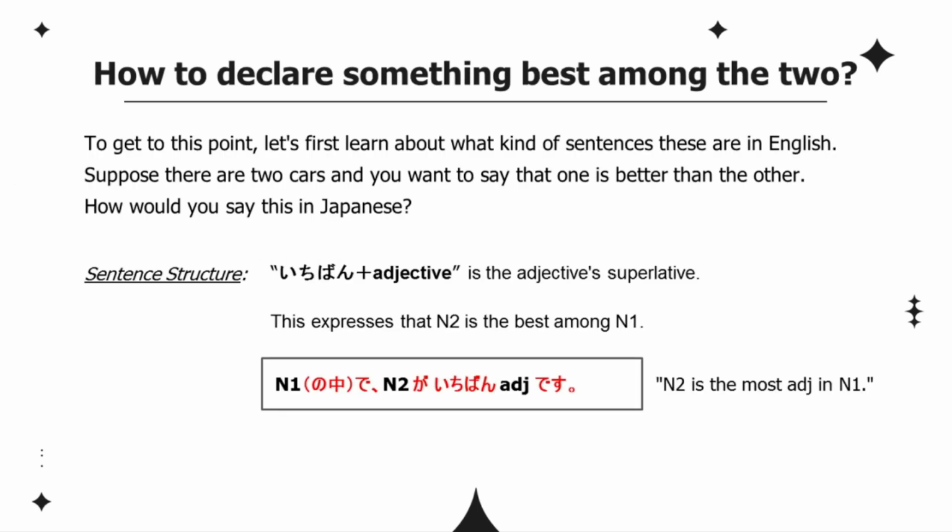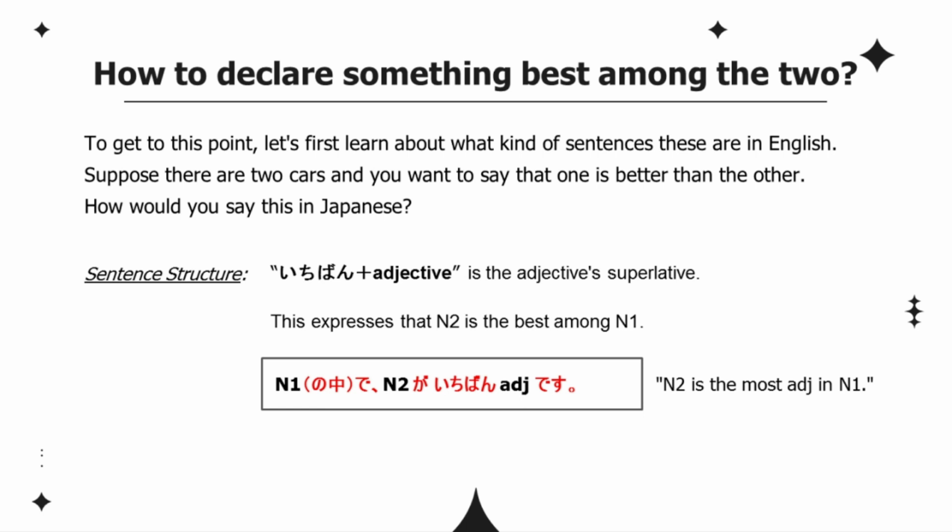8. How to declare something best among the two. To get to this point, let's first learn about what kind of sentences these are in English. Suppose there are 2 cars and you want to say that one is better than the other. How would you say this in Japanese? Formation: ichiban plus adjective. Is the adjective superlative? This expresses that N2 is the best among N1.